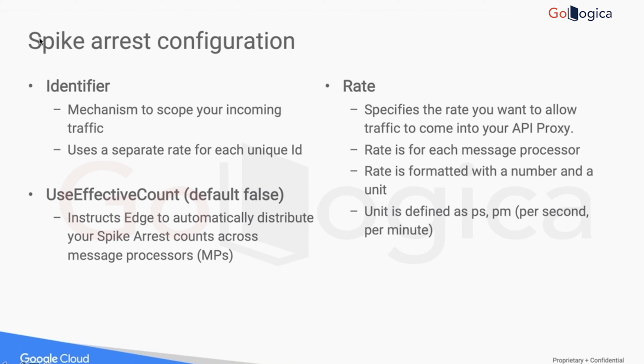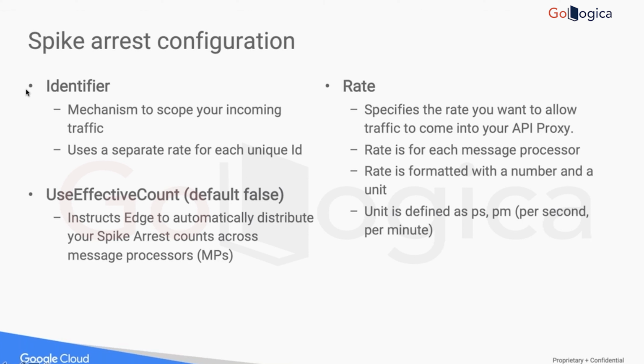So that is the difference, and that is why spike arrest is used to protect the backend, and that is why it is a technical requirement. If there is any sudden increase in traffic, you prevent it from going to the backend.